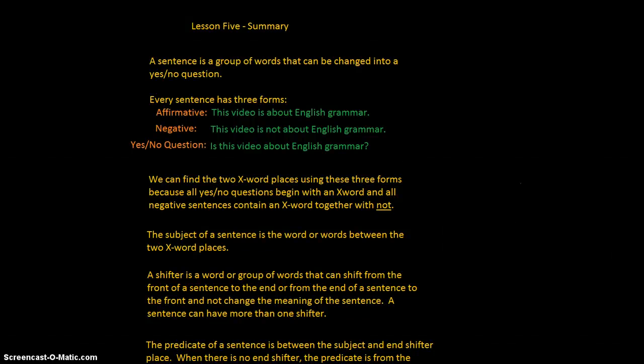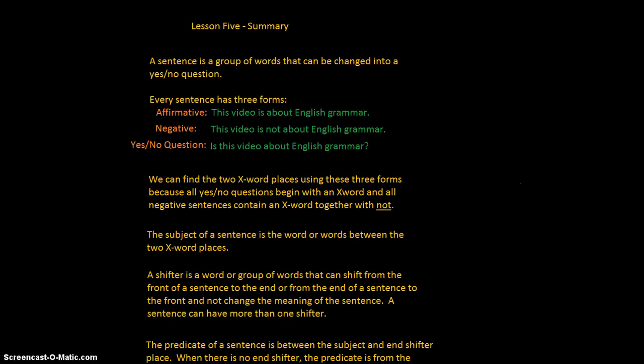Welcome to Lesson 5, our summary. Let's go over and see what we've talked about in these first 4 lessons. A sentence is a group of words that can be changed into a yes or no question. Every sentence has 3 forms.